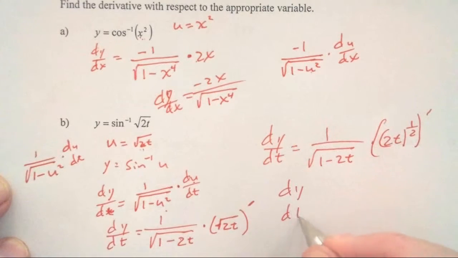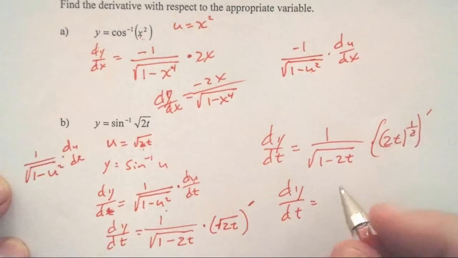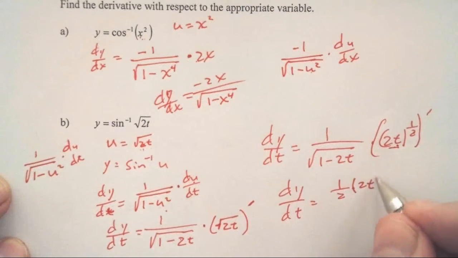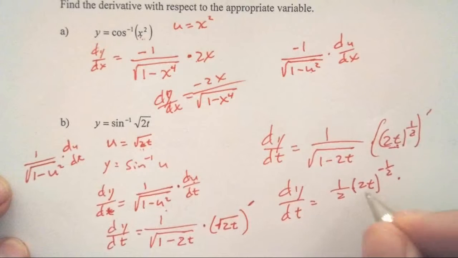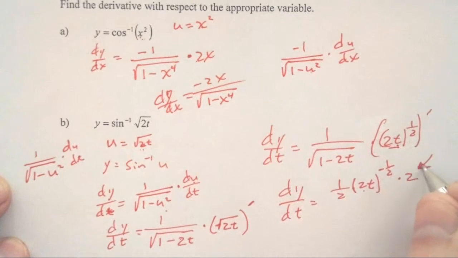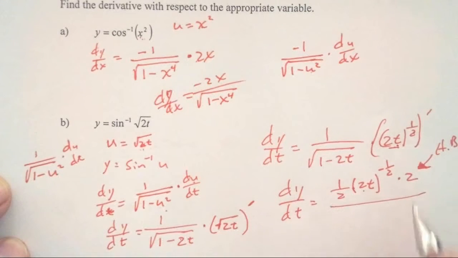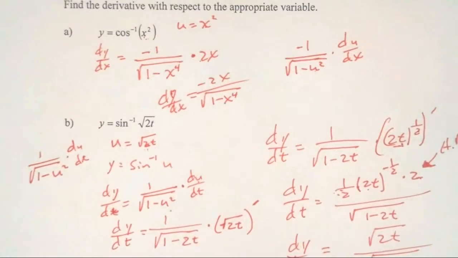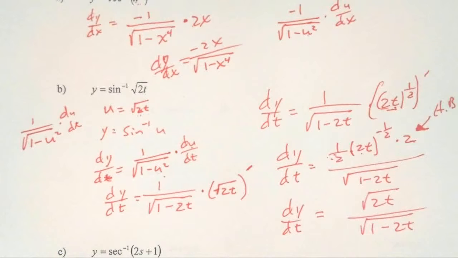And I get dy dt equals, chain rule, 1/2 times, leave the baby function alone, 2t, reduce the exponent to negative 1/2, times the inside derivative 2. Again, I'll refer to that guy as the heartbreaker a lot of times because that gets missed. All on square root 1 minus 2t, or dy dt equals, the 2's cancel, 2 and 1/2, excuse me, cancels, and I get square root of 2t on square root of 1 minus 2t. And it's tempting to try to think about doing some simplifying there. Be careful, I don't have any common factors.